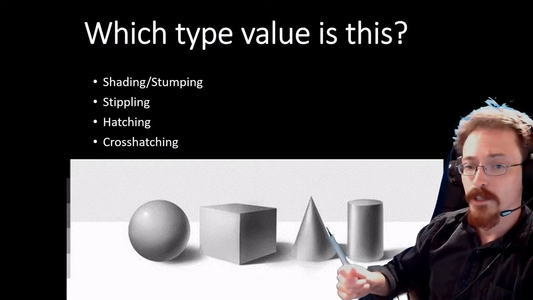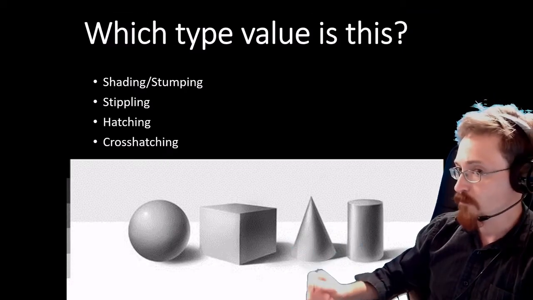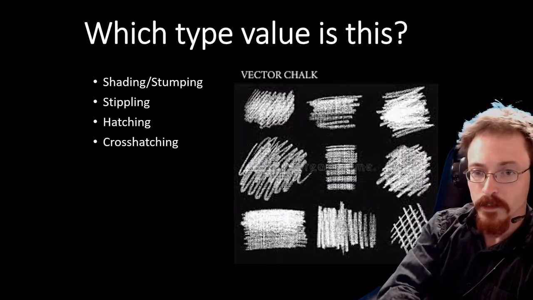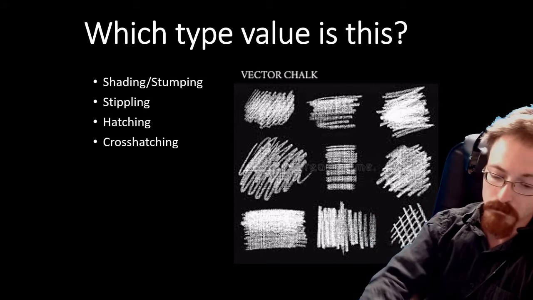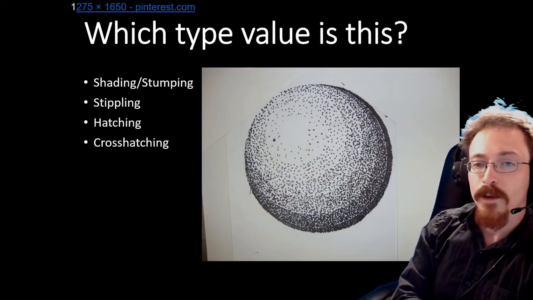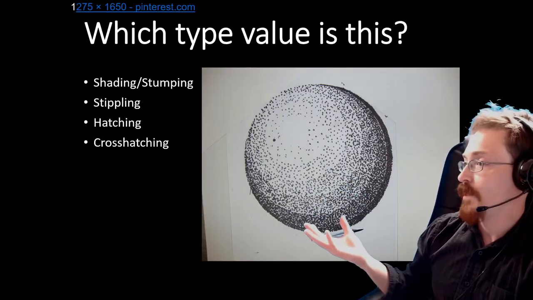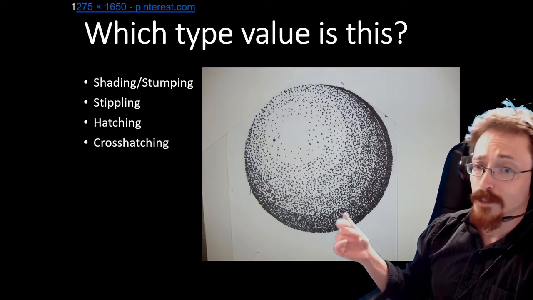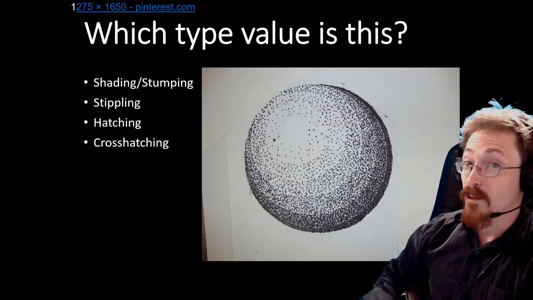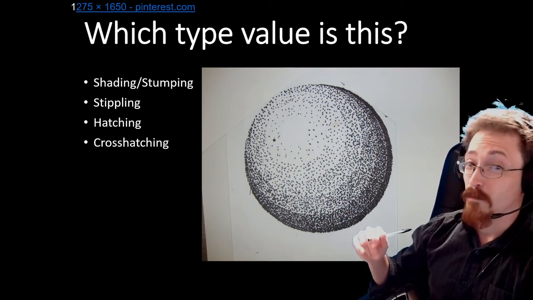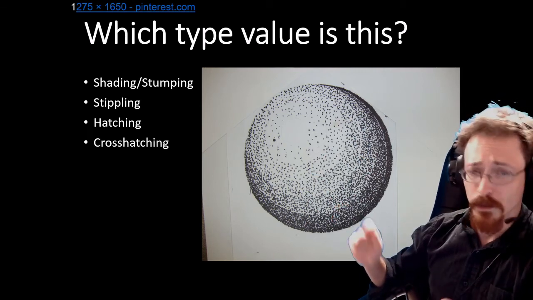This right here is shading using a pencil. Then you have hatching and cross-hatching using chalk. And finally, you have an option of stippling again, which, as you can tell by the amount of dots going on in here, takes a lot of time. That's, again, why we don't do it.